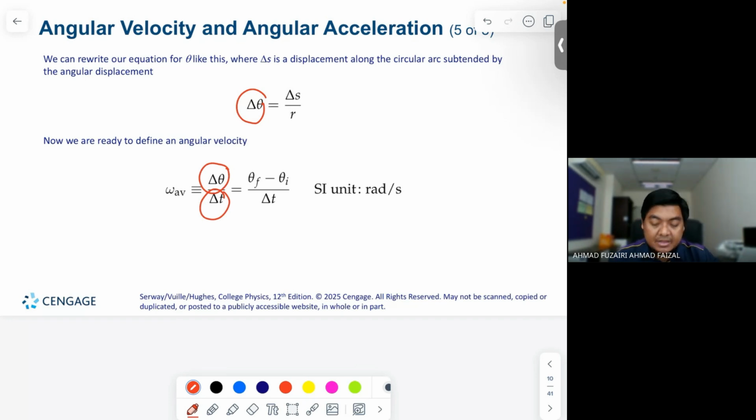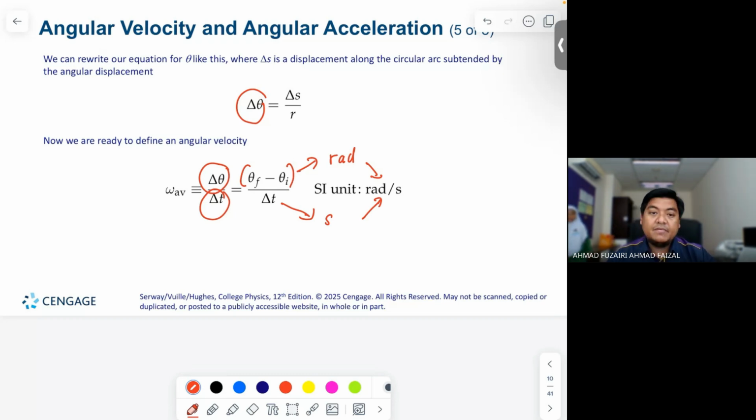What is delta theta? Delta theta is theta final minus theta initial, divided by time. Of course, delta theta is the angular displacement and the SI unit is radian, but time is in seconds. Therefore, you will get radian per second. Which means the angular velocity in radian per second is equivalent to angular displacement divided by time.